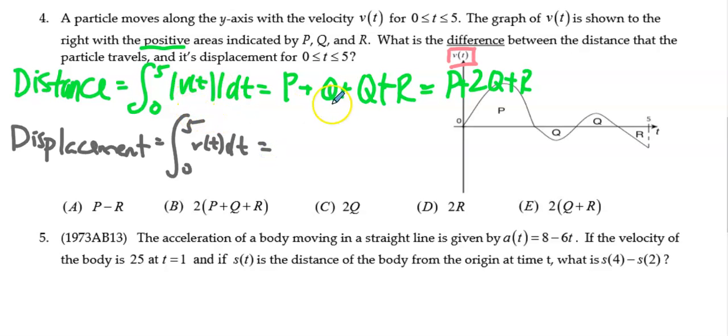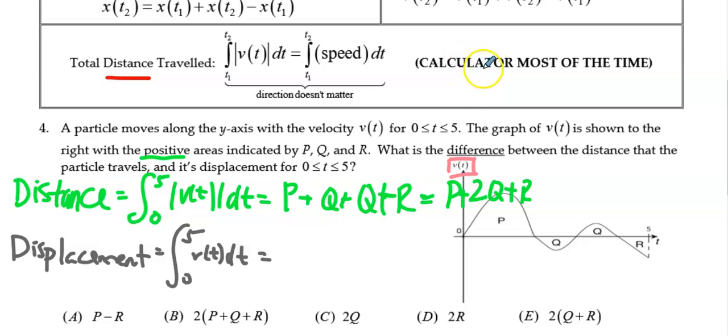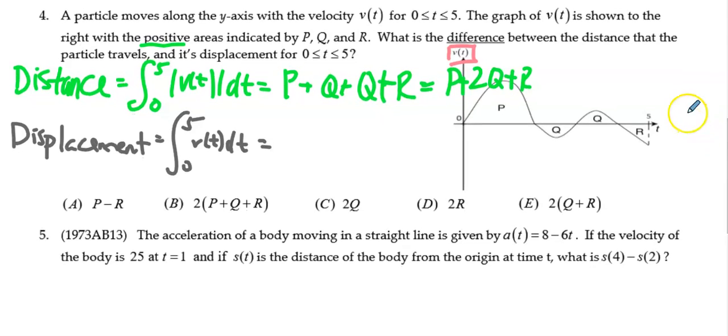And the one thing I forgot to mention really quickly is that this right here is usually a calculator problem. Our total distance is usually a calculator problem where you have to put in the absolute value. There is a question I'm going to do for you guys a little bit later on that shows you how to do it without the calculator. It's a little bit of a pain, but it's still doable. So just to preface that, these questions are usually going to be calculator because it's really hard to integrate an absolute value function without knowing what the function is.